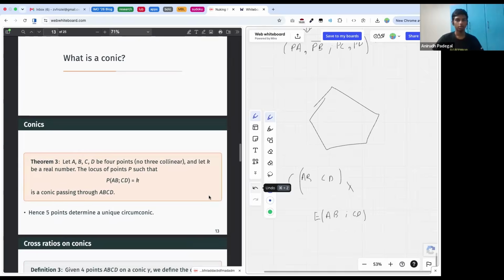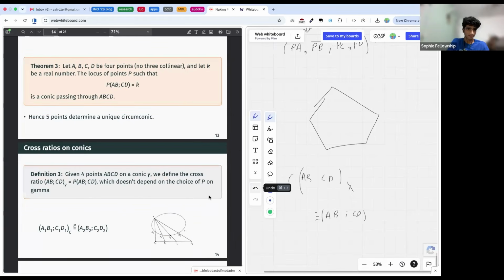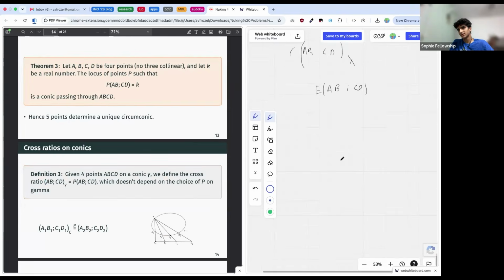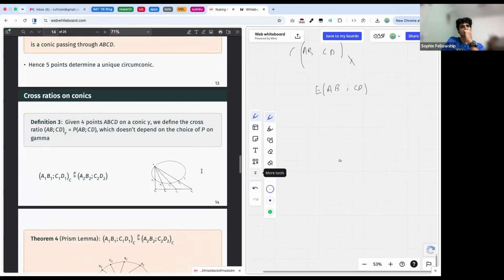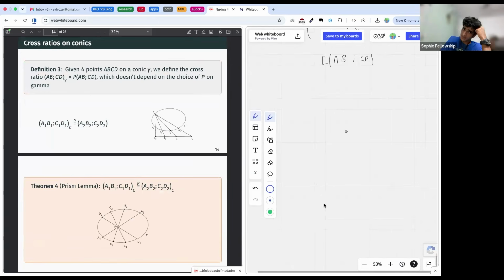And we define cross ratios on a conic in the most intuitive way possible. If you have ABCD on a conic and a point P, then it's just defined as the cross ratio of PA, PB, PC, PD, and that doesn't depend on the choice of P. Okay. You can also project from conics in this interesting way.